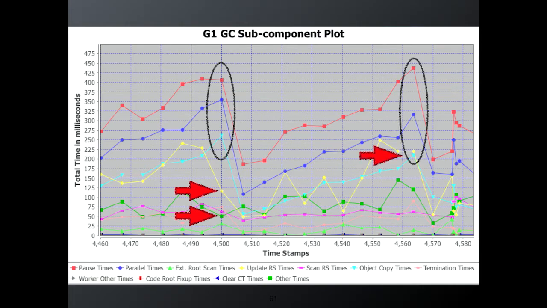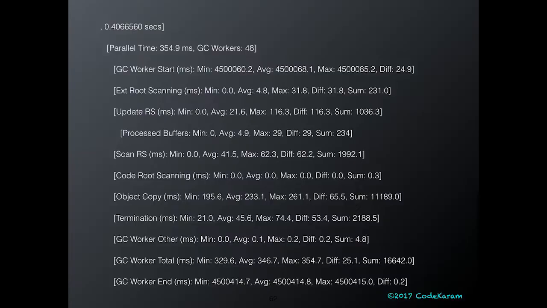Similarly over there, again, update RS time is the same as your pause time. It's expected to be 10% of your pause time. It's the same here as the object copy times, I mean. And then you have, again, the other time. You see, it's like 125. So we have some issues here, right?